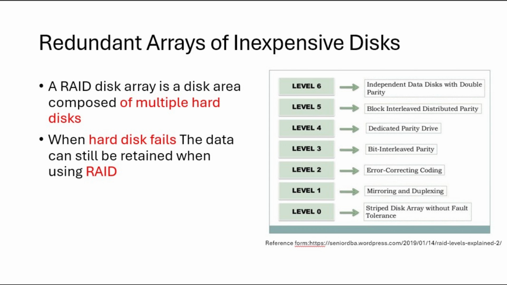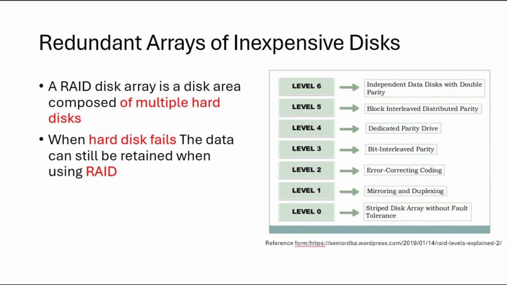The RAID disk array is a disk array composed of multiple hard disks. And the main reason we use the RAID is it has a fault tolerance mechanism. So when a hard disk fails, the data can still be retained when using the RAID. And the right picture shows us there are a lot of different levels for the RAID. Level 0 is just the disk array without fault tolerance. It means if you lose the memory, it will be gone. You cannot fix it. And level 1 is the mirroring.